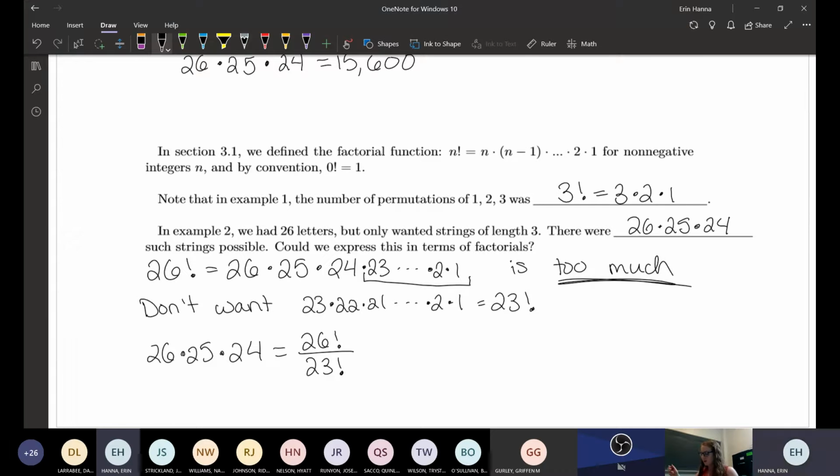So, question so far? It's very much related to 4.1, but if you have a question, let me know.